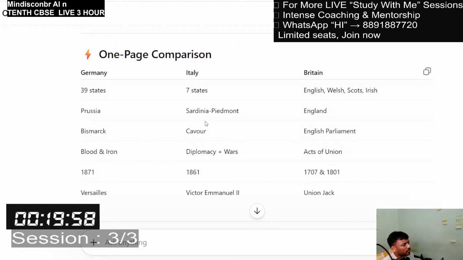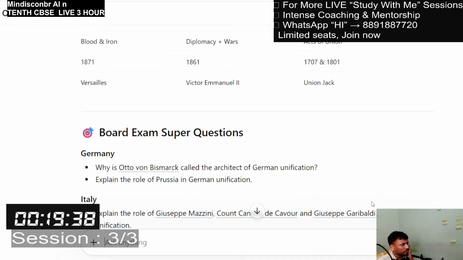The Union of Britain was formed, and in 1801 Ireland also joined with Britain. Germany's unification takes place at Versailles, and in Italy it was Victor Emmanuel II, the king of Italy. In Britain, the Union Jack was the flag.